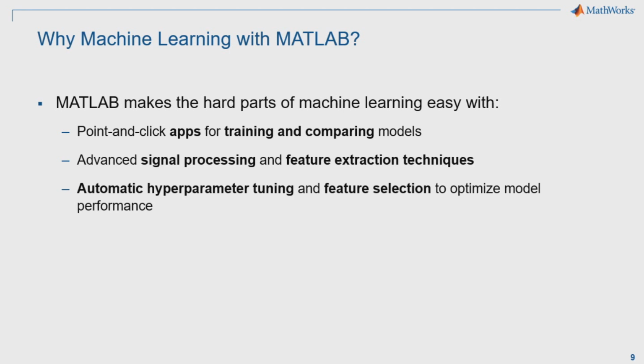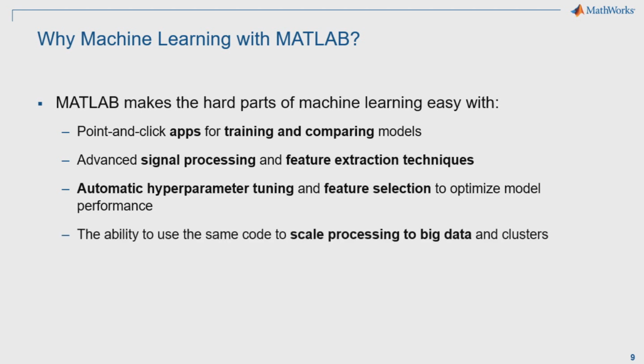Then there is also the possibility to have automatic hyperparameter tuning and feature selection. Okay, so this part of feature selection is something that I partially said when I talked about feature extraction. Then there is also the possibility to scale processing to big data. This is important because having a scalable algorithm is not an easy task.